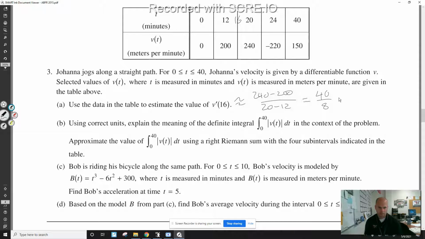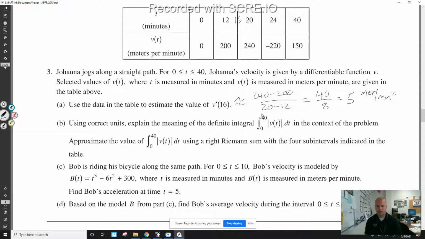And if you simplify, good for you, but you don't have to. Divide by 4, 10 over 2. Wait, that's 40 divided by 8 is 5. Ha. This is meters per minute squared.